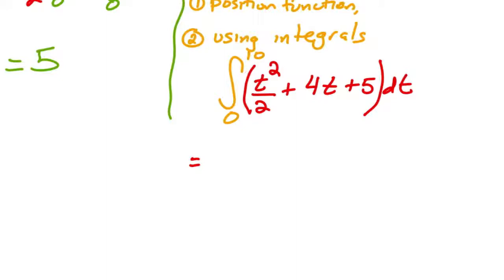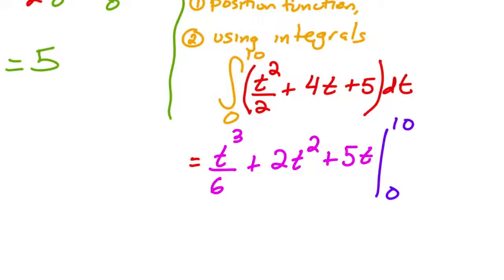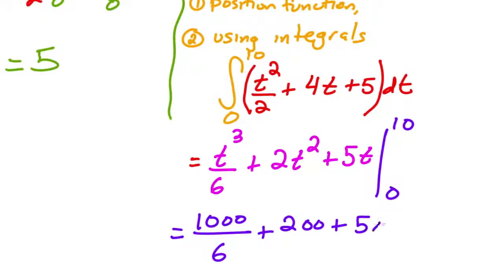They disappeared. Okay. Anyways, so then we use the fundamental theorem of calculus here. So find the antiderivative. So that's going to be t cubed over 6 plus 2t squared, because you add 1, divide by 2. So that's going to turn into 2. And then plus 5t. Now notice there's no plus c here because it's a definite integral. And so I'm just going from 0 to 10. Okay, so then I'll plug in 10. 10 cubed is 1,000 over 6 plus 10 squared is 100 times 2 is 200 plus 50.